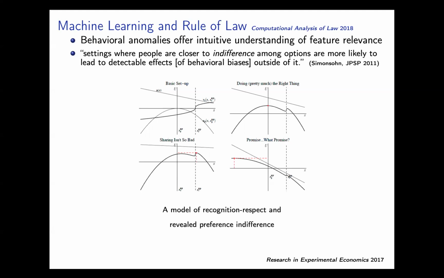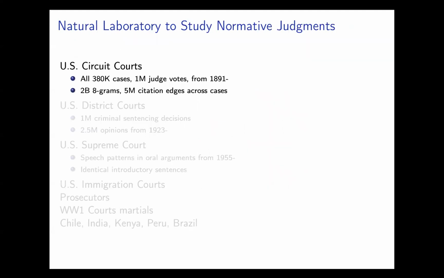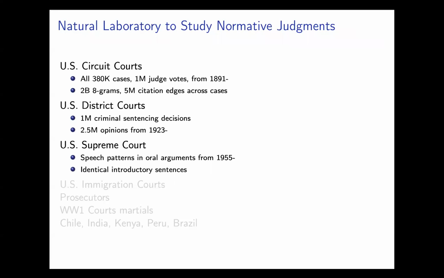So I'm going to illustrate using data collected the last few years: all the cases, 8 million judge votes since 1891 in the circuit courts, 2 billion 8 grams, 5 million citation edges. In the district courts, we have millions of sentence decisions linked to the digital corpora of their opinions since 1923. In the Supreme Court, with the speech patterns and oral arguments since 1955, the clipped identical introductory sentences and ratings of their traits, together with data on asylum courts, prosecutors, boardroom courts-martials. In the Global South, the data comprise a natural laboratory to study normative judgments. You're right or wrong, good or bad.